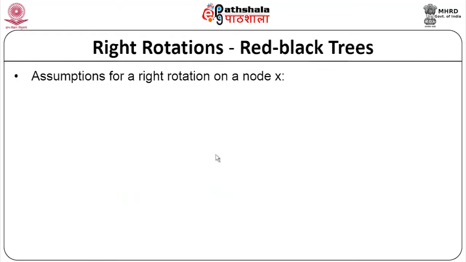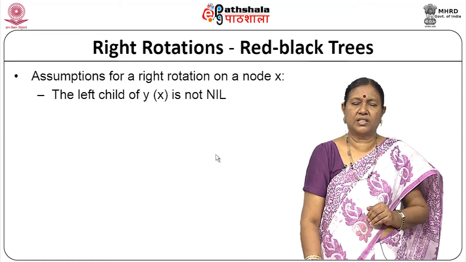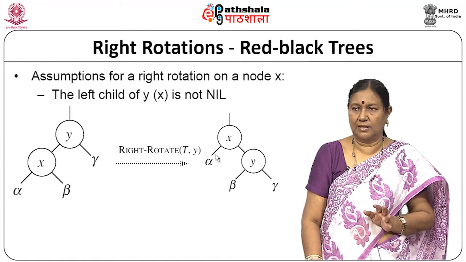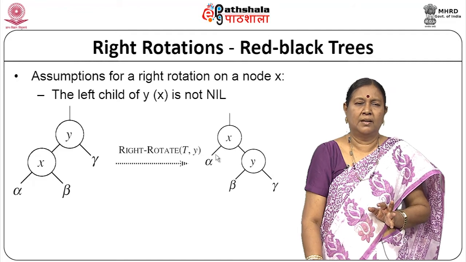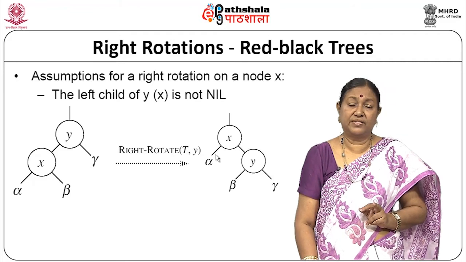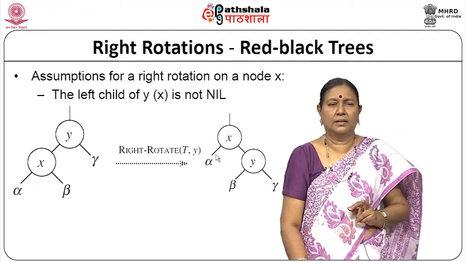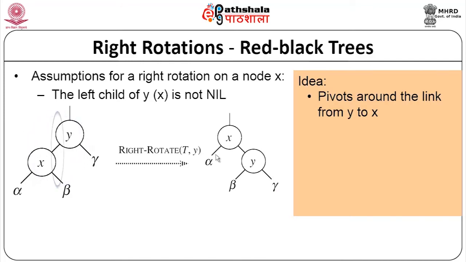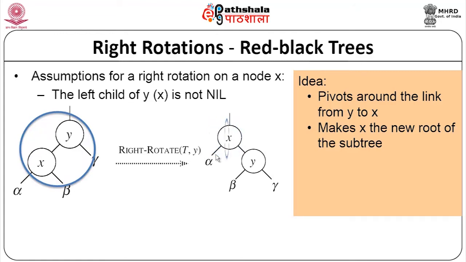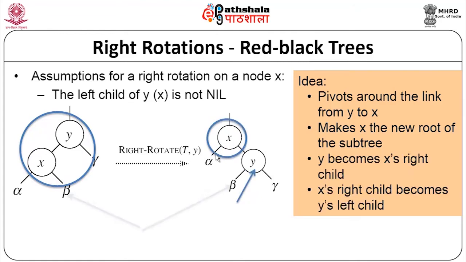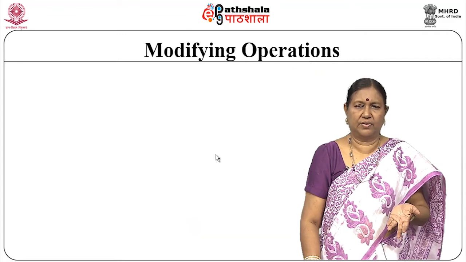Now, right rotations. The assumption for right rotation on a node y is that the left child of y is not null. It pivots around the link from y to x, and makes x the new root of the subtree, makes y the right child, and x's right child beta becomes y's left child. So, this is the same thing that we did for left rotate.